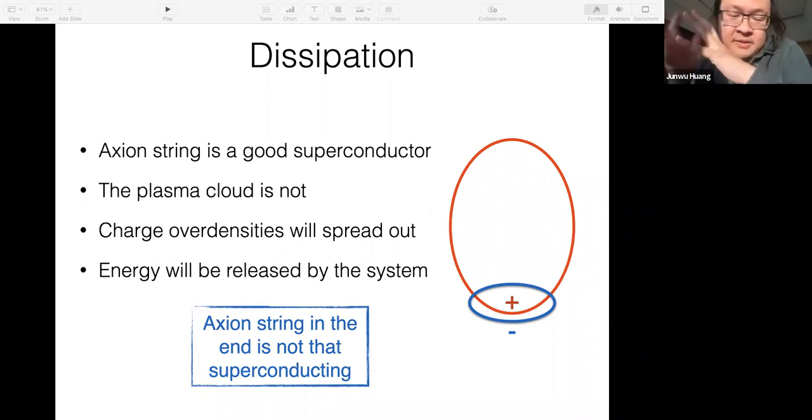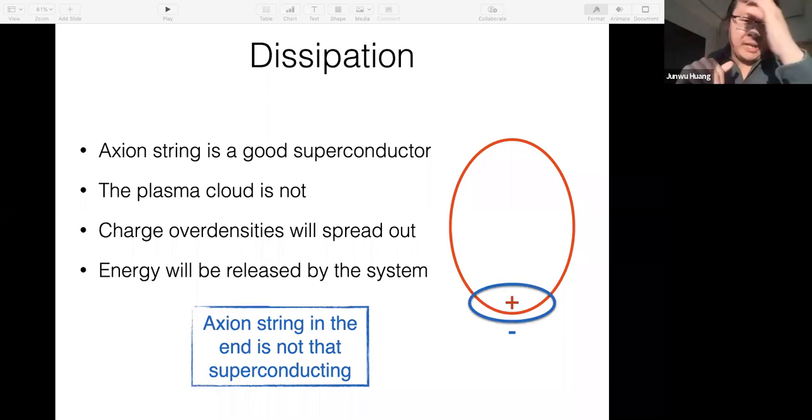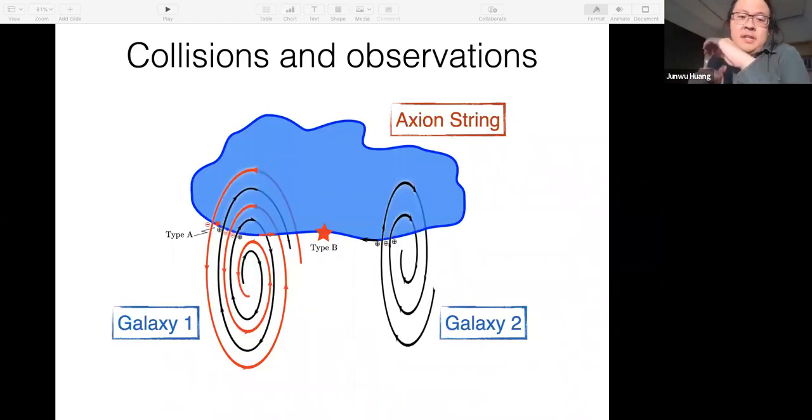And that is great, because unlike a Witten string, where the thing just goes on forever and nothing is really released by the system until you have to break the EFT, for the axion string, it is always dissipating. And when you have dissipation, it means there is a signal that you can look for. Okay? And this picture is going to show you the signal.